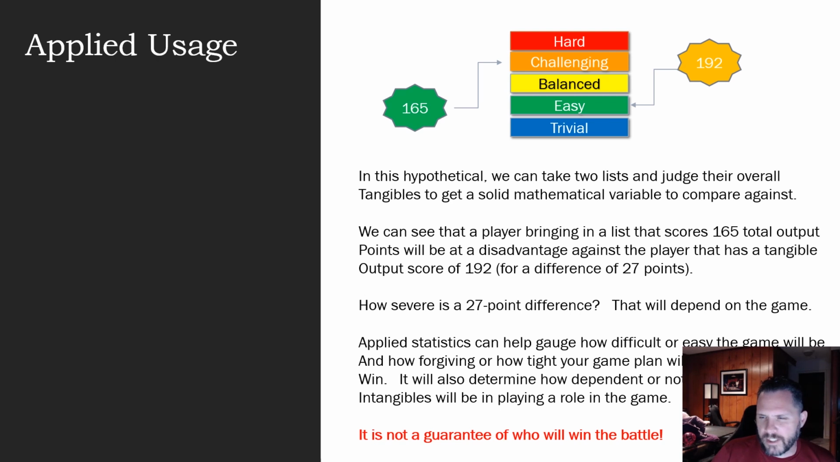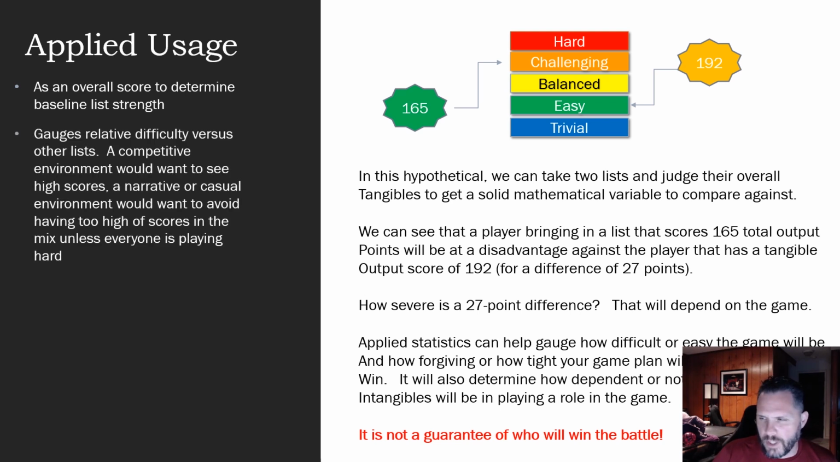Rolling up last, applied usage. This is just showing you right here. You can get the overall score of your list to determine your baseline list strength. I use this all the time. This will tell me the difficulty level of the game I'm about to have, or how easy this game is going to be. I used to also use a form of this as comp in Age of Sigmar campaigns, where people would submit their list and I could calculate their score and ask them to tune things down.